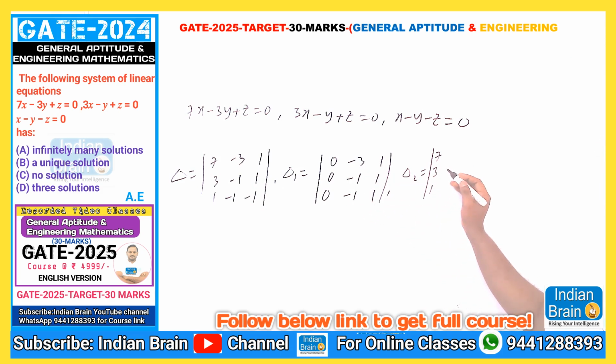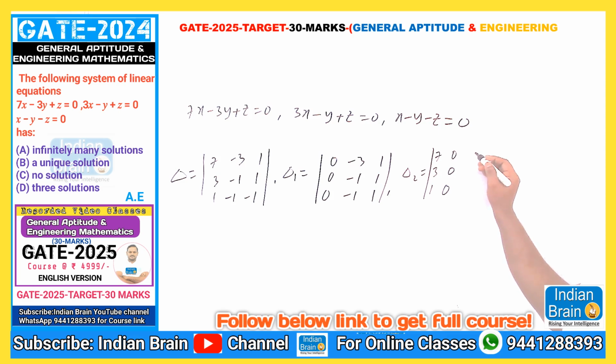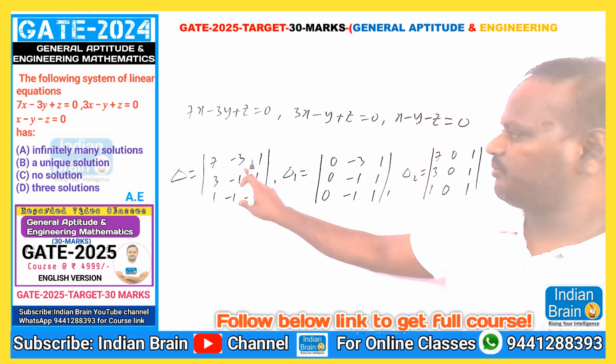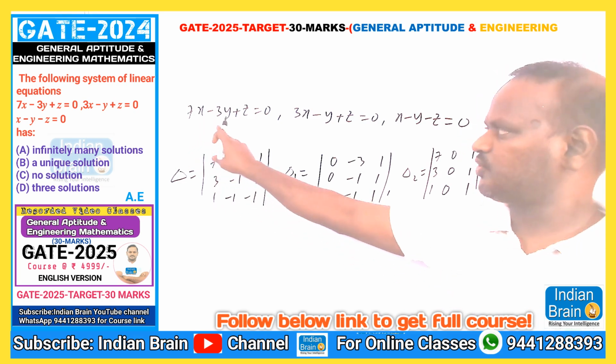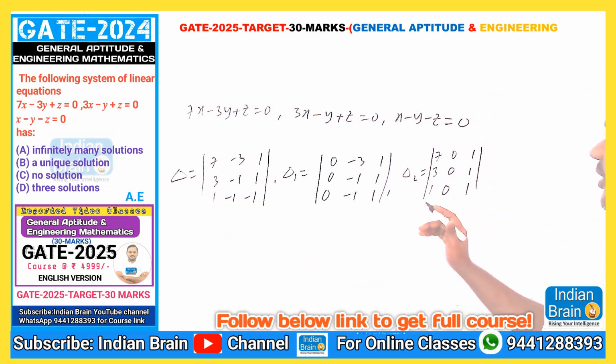Next, the second column should be replaced by constants. Constants here are 0, 0, 0. Third column will be the same, right? 1, 1, 1, 1. So rows can be according to the equation, but columns will be a different story. Don't confuse. Now, what about delta 3?